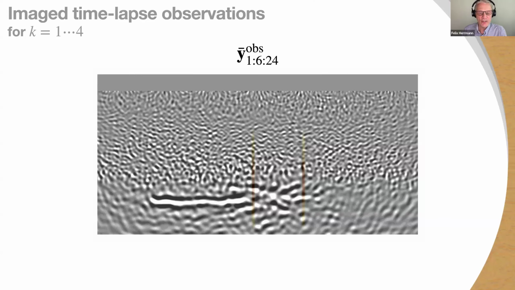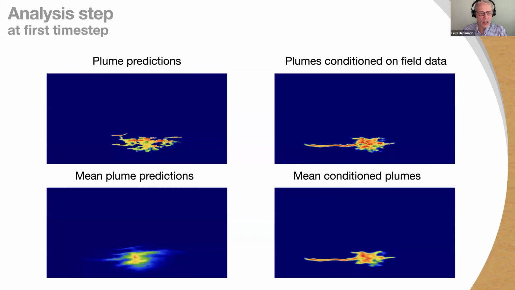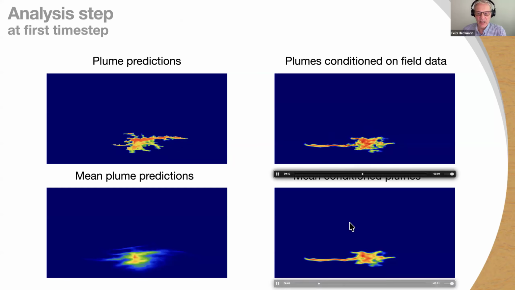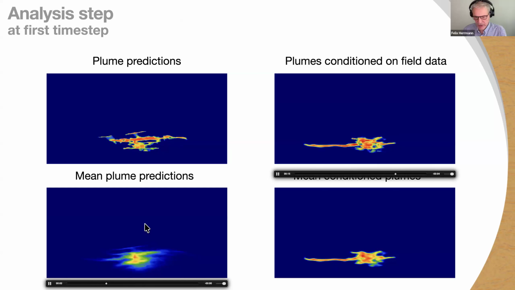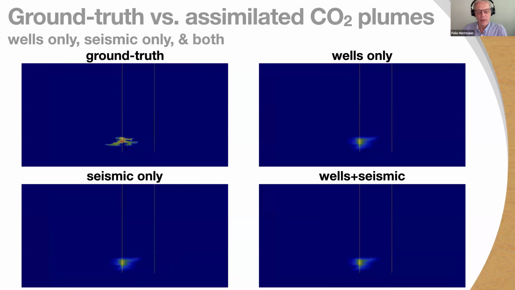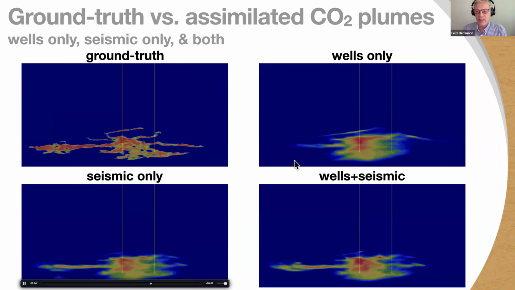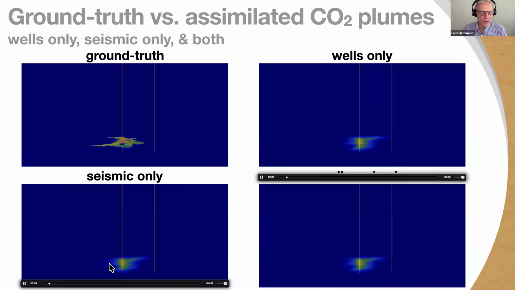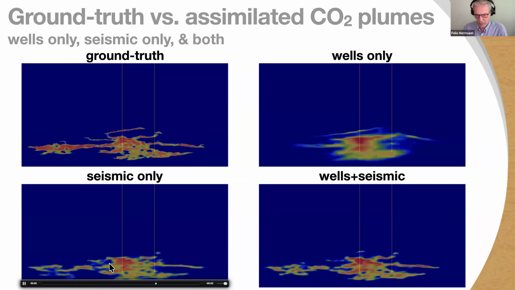Okay, so let's go over this. So here we have again the observed data, and then we can go to the plume predictions. That's just applying the dynamics to go to the next state. Then we condition on the observed data, we get these. This is the conditional mean, and that's the conditional mean for the prediction, so you can see you improve dramatically. And so here you can see the ground truth on the top left. If you use information at the wells only on the top right, if you use seismic only at the bottom left, if you use well and seismic on the bottom right.